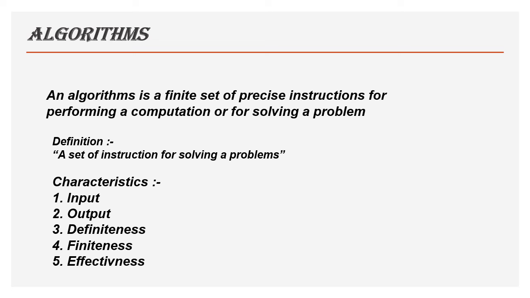An algorithm must have 0 or more quantities as input which are externally supplied. Second is output. After processing the statements in the algorithm, step by step, it will generate some result, hence at least one output must be produced. Third is definiteness. Each instruction must be clear and distinct. Fourth is finiteness. The algorithm must terminate after a finite number of steps.